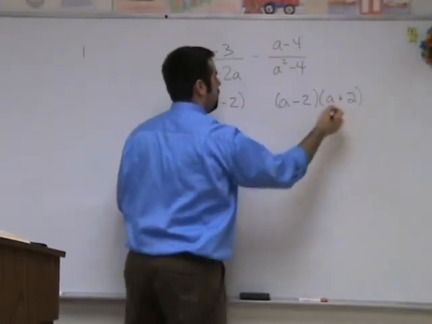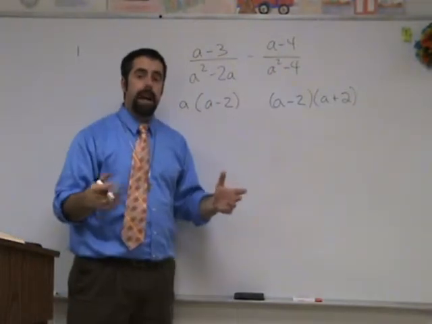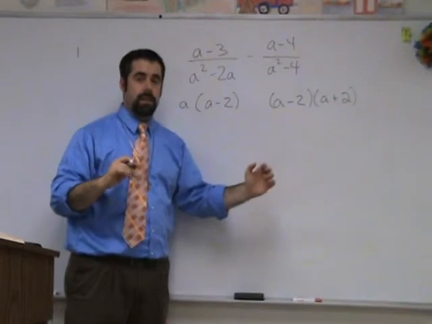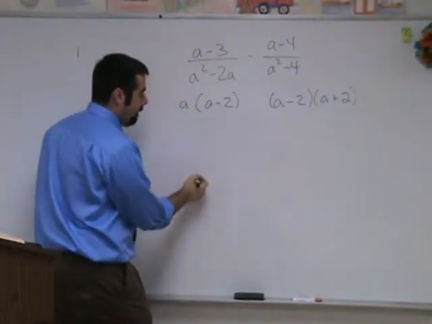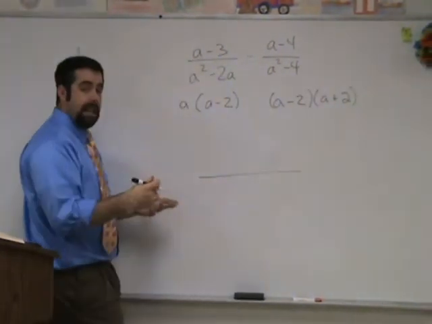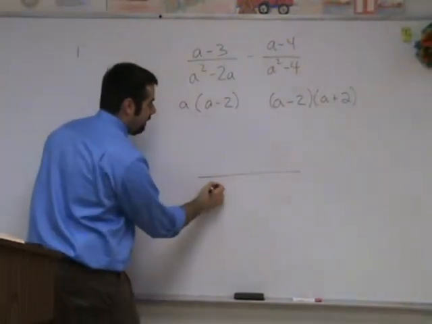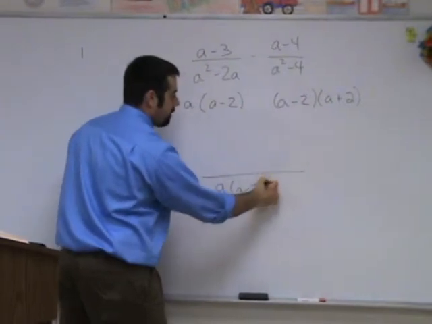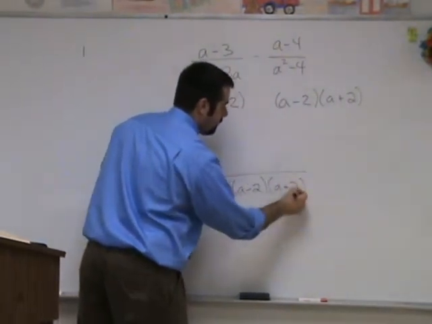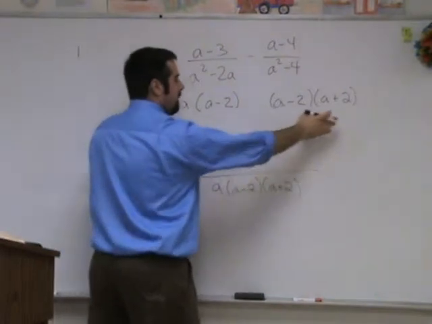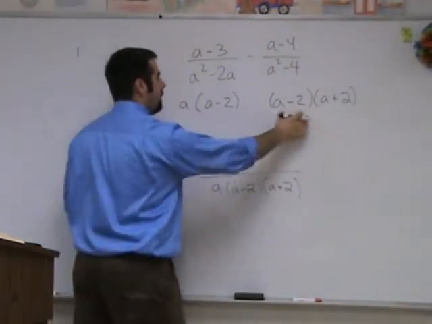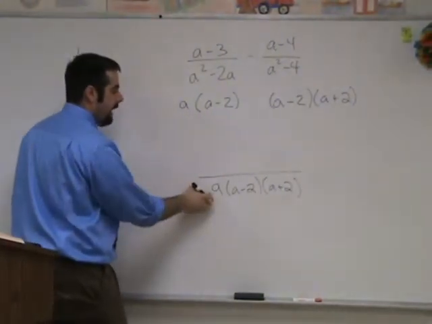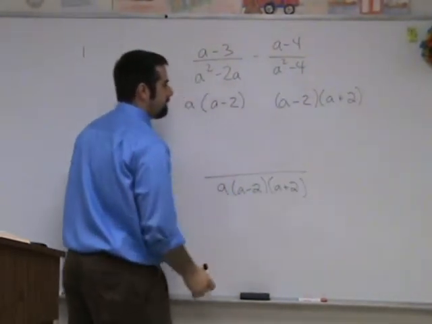Now to find the least common denominator, I need to, in a sense, find all of the factors altogether. So my LCD for the whole fraction is going to have an a, an a minus 2, and also an a plus 2. Notice that's everything that they have all together. They share an a minus 2. So here's what my denominator is going to be: a times a minus 2 times a plus 2.